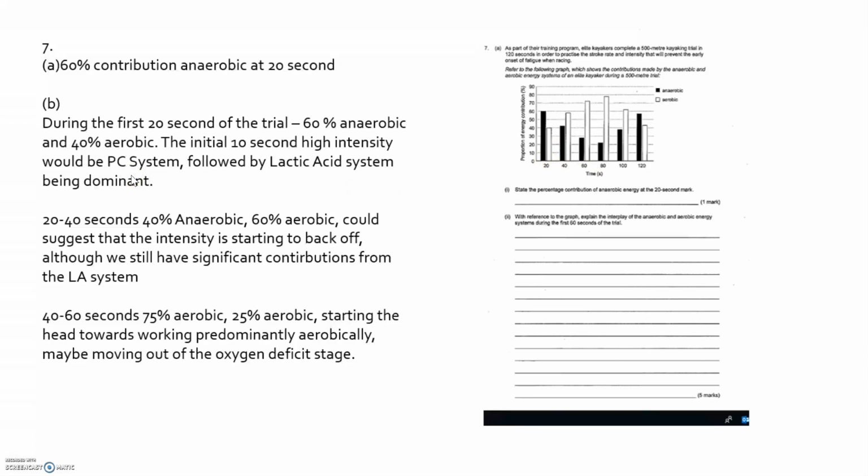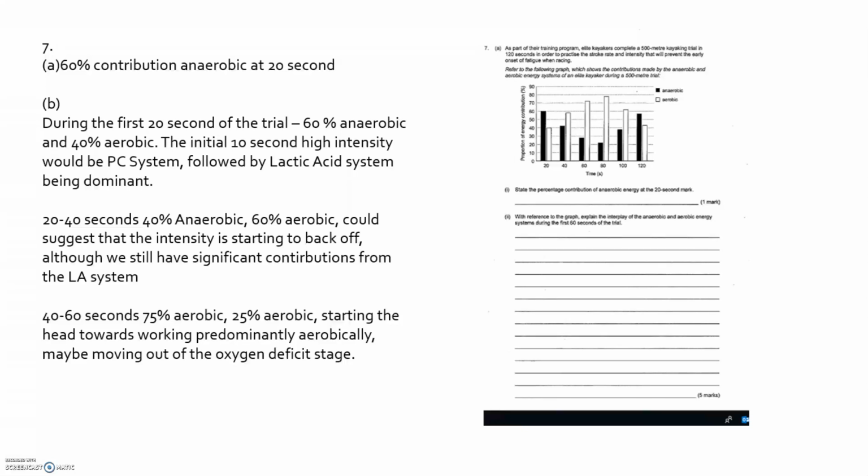So during the first 20 seconds of the trial, 60% anaerobic and 40% aerobic. The initial 10-second high intensity would be PC, followed by the lactic acid system being dominant. The next part, I've said 20 to 40 seconds, 40% anaerobic, 60% aerobic. That could suggest the intensity may have started backing off, although we still have significant contributors from the lactic acid system. The next 20 seconds, 75% aerobic, 25% anaerobic, heading towards working predominantly aerobically, maybe moving out of the oxygen deficit stage. So I have there 5 marks.